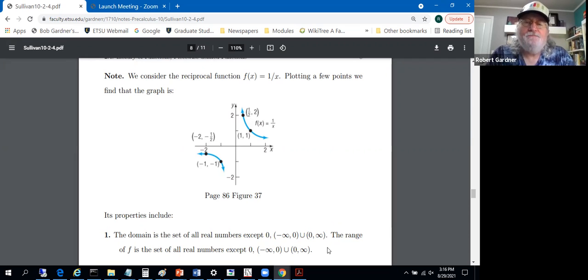What about the range? Can't get 0 out of the function. 1 over nothing equals 0. So there's no y-intercept when we deal with intercepts. So we don't get 0 out, but anything a little bit bigger than 0, there'll be an x value that will produce that y value. Anything a little bit less than 0 or a lot less than 0 or a lot greater than 0. We can get anything out of this function except 0. So the range is also negative infinity to 0, union 0 to infinity.